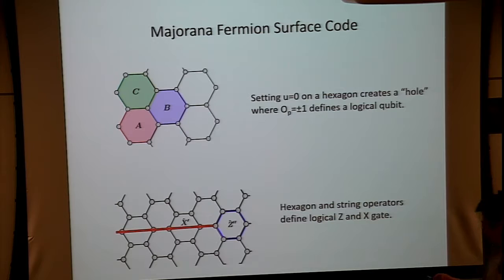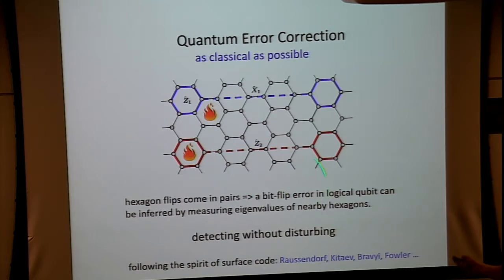But in the surface code scheme, in addition to error correction, there are ways of doing braiding and other logical gate operations. But here I'm just giving you the idea of error correction: the fact that because we are in the Z2 topological order state, anyons come in pairs.